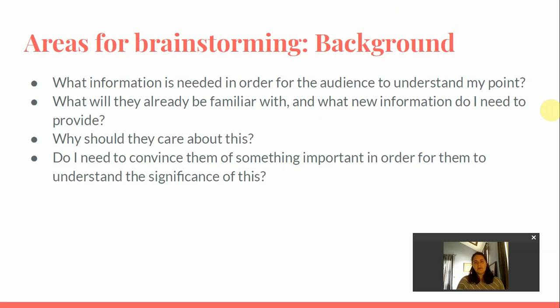You want to brainstorm for 3 key areas. The first one is background. What's the background on the topic and what is the significance of this topic for your audience? Here are some questions that can help you with doing this brainstorming. For instance, what kind of information is needed in order for the audience to understand your point? What will they already be familiar with and what new information do you need to provide?